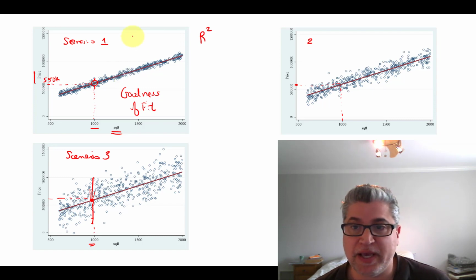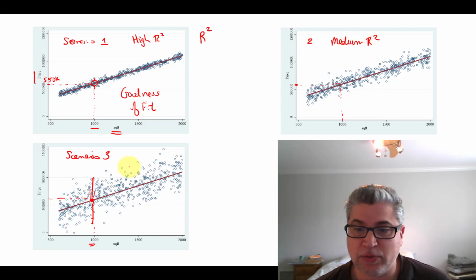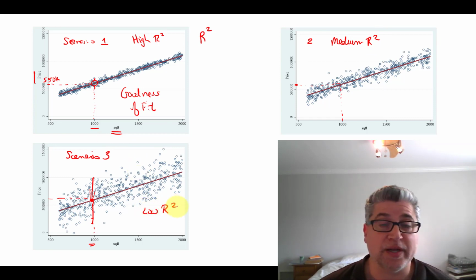This, we'll see, is going to be a high R squared. This will be a medium. And this will be a low R squared kind of scenario.